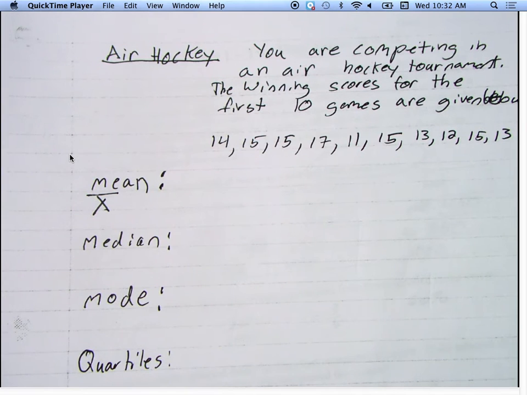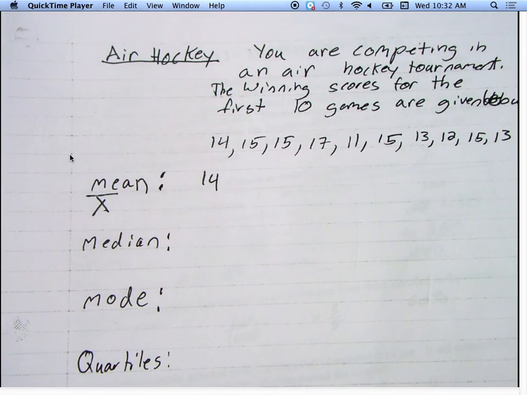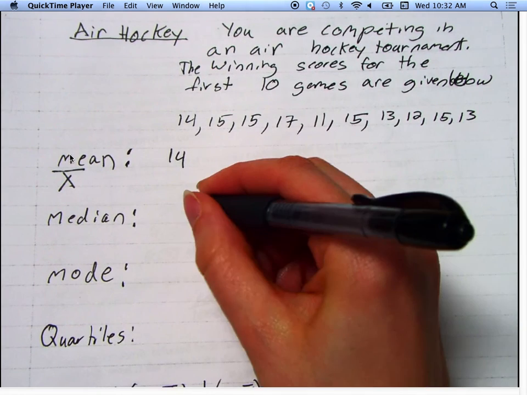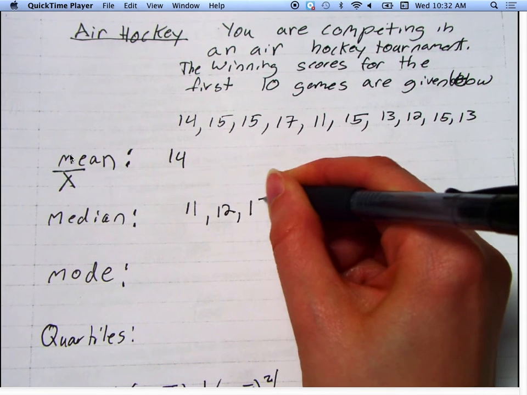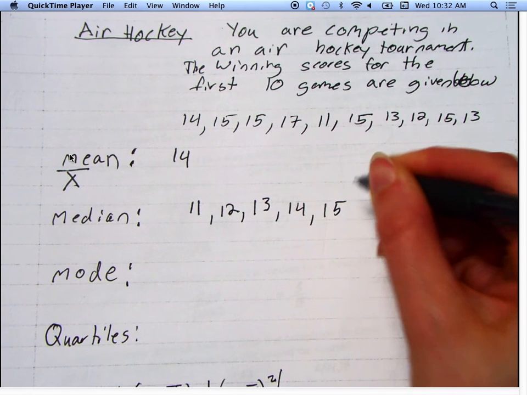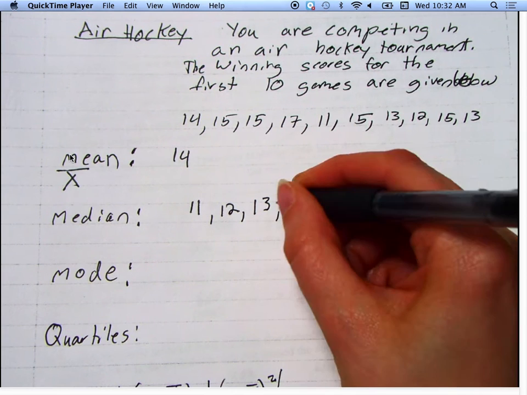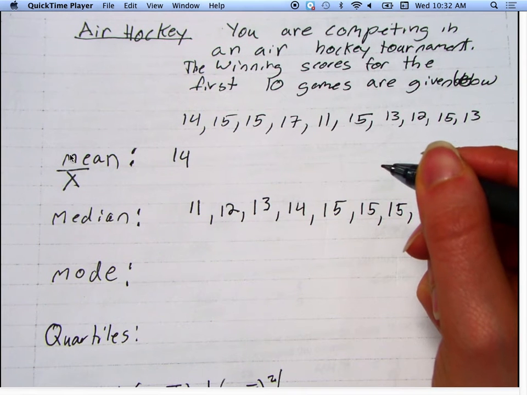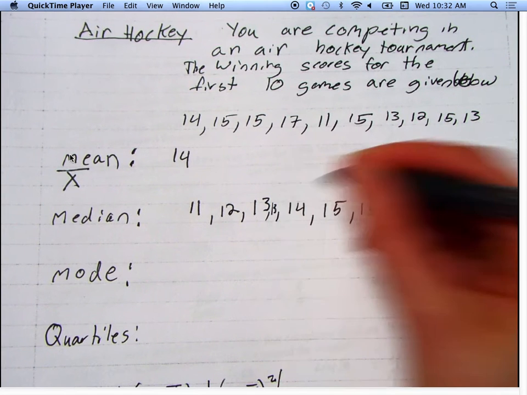Are you ready? What's the mean, guys? Okay, I'm going to order the numbers out because we'll need it for the median and quartiles. So we have 11, 12, 13, 13, 14, and 4 15s. There's only 3 15s. Well, that's why it's in that order.